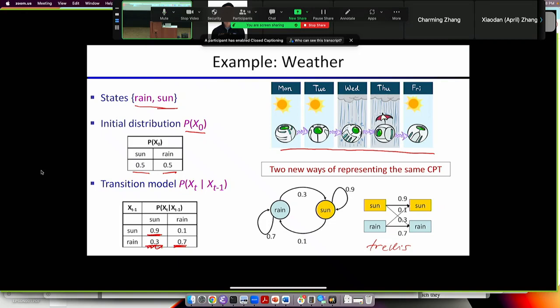Oh, sorry, CPT is conditional probability table. Yeah, remember. Okay, other questions?